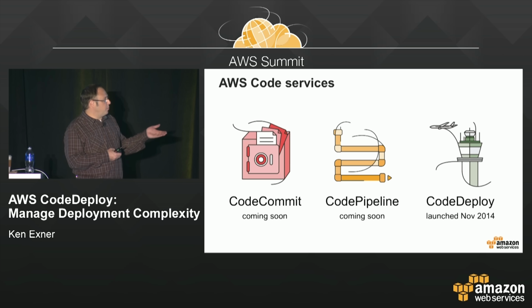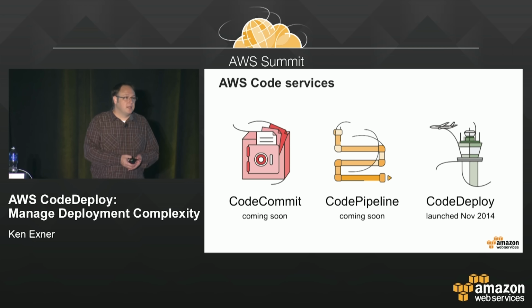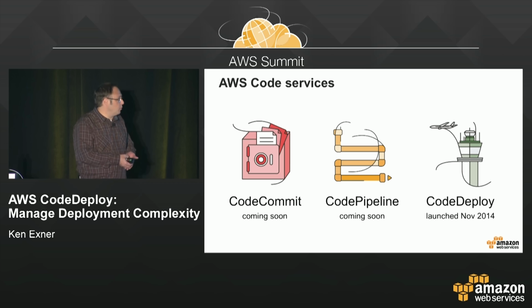And AWS CodeDeploy, the deployment service based on Apollo, is available generally now. It was launched last November. There's no additional charge to use CodeDeploy unless you're using it with on-prem instances. 2 cents per instance update with on-prem, no additional charge with EC2. I encourage you to try that out.